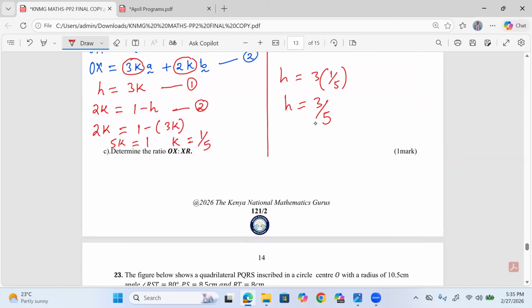We are checking part C of the same question. So we read it together.